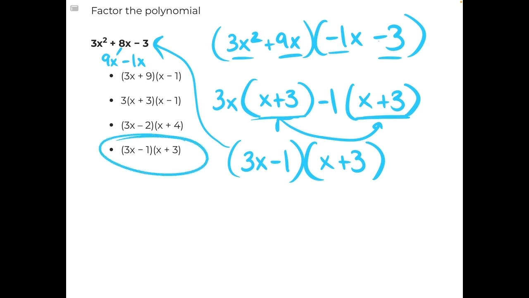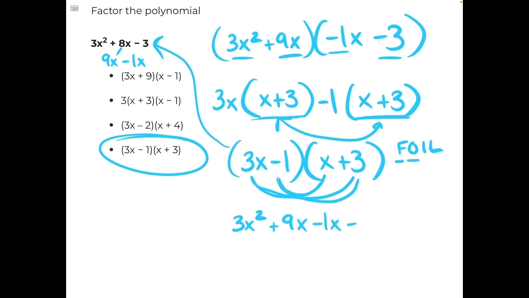If you would like to double check this, you can go ahead and factor this out using the FOIL method. If I multiply my front terms, the F in FOIL, I would get 3x squared. Then if I wanted to do my outer terms, I would have plus 9x. Then our inner terms, minus 1x, and our last terms, minus 3.